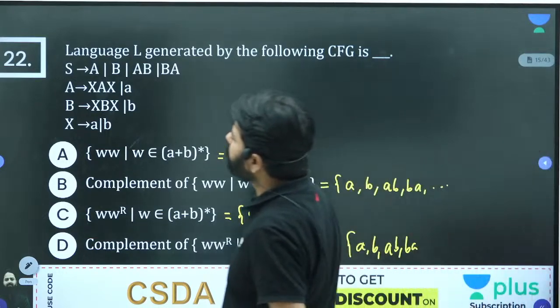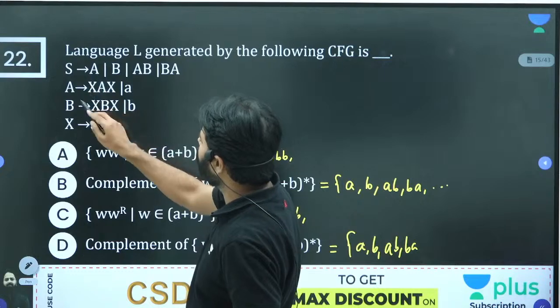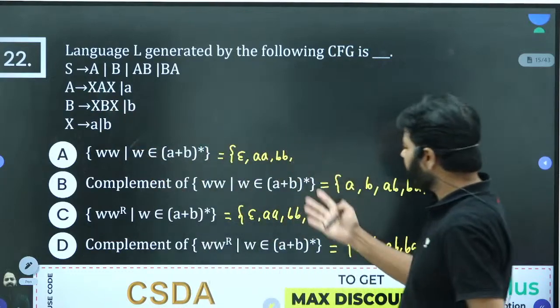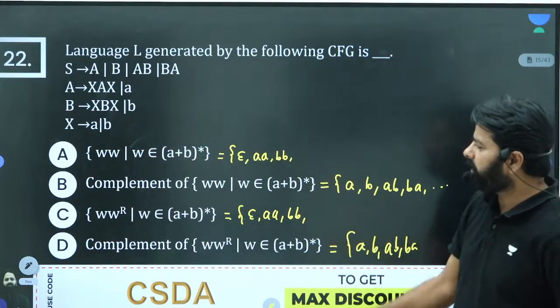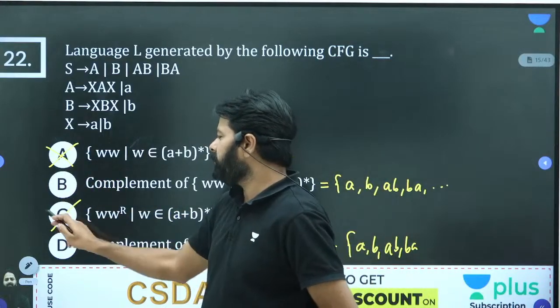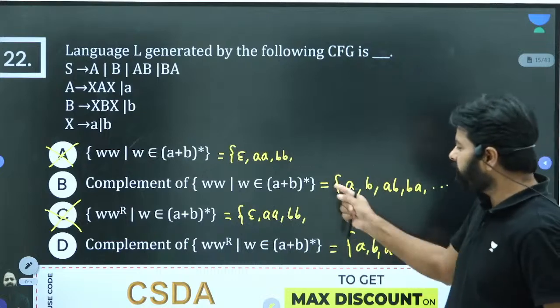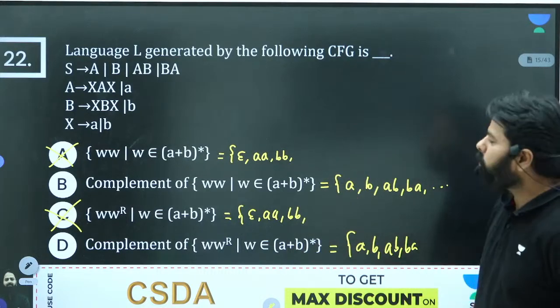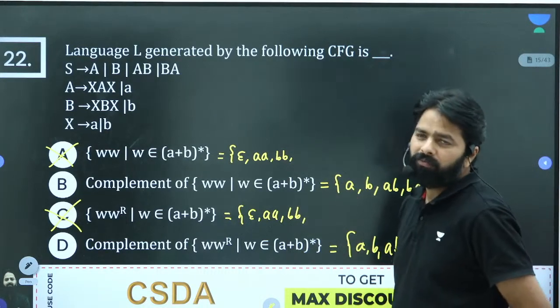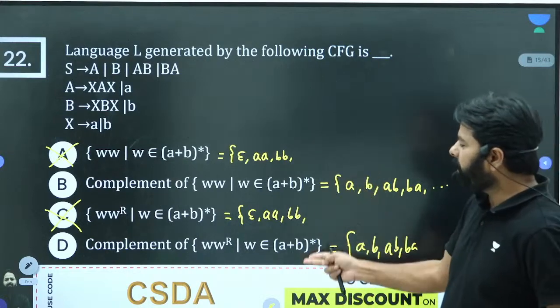What is the minimum string that you can get? S to A to small e. So small e is there in which of them? It's not here, it's not here. So A and C you can eliminate. Now the problem is B and D. Just find out one string which is different in both of them. So what could be different in both of them? Understand this, what could be different in both of them?